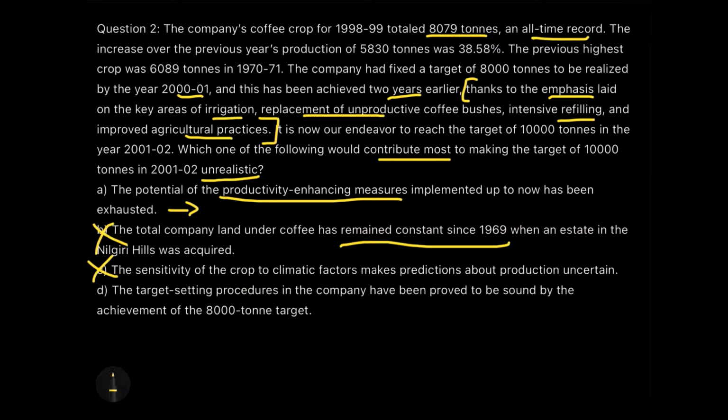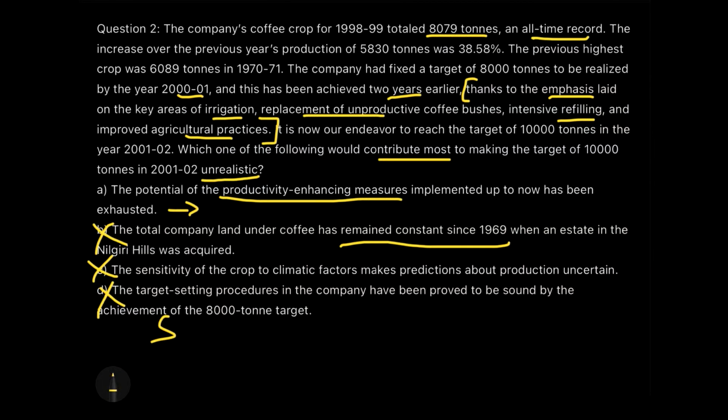Now the last one is the target setting procedures in the company have been proved to be sound by the achievement of the 8,000 ton target. Now this statement is actually strengthening the argument rather than weakening it, because it is saying that the things which the company has done across the years are actually helping them to achieve this target. So if they were able to achieve the target of 8,000 ton, they would definitely achieve the target of 10,000 ton also doing the same thing. So this is strengthening, not weakening.